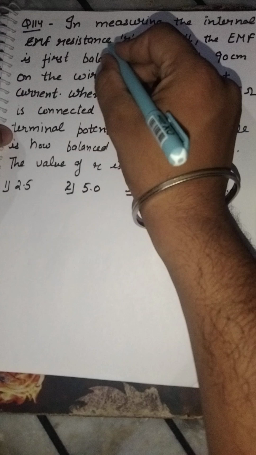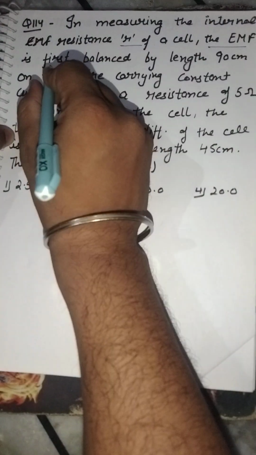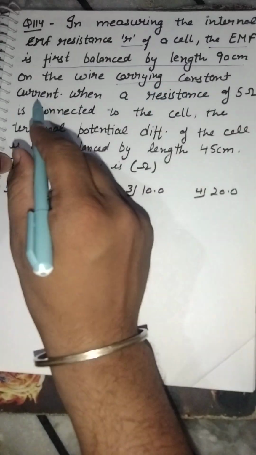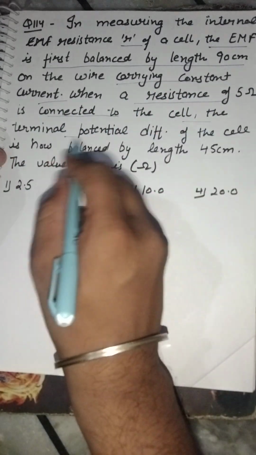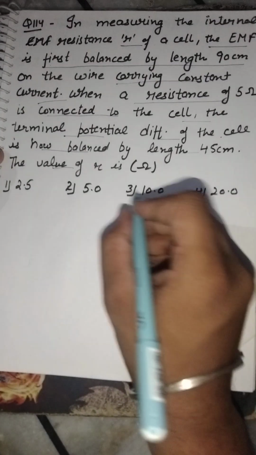Our next question is, in measuring the EMF and internal resistance r of a cell, the EMF is first balanced by length 90 cm on the wire carrying constant current. When a resistance of 5 ohm is introduced across the cell, the terminal potential difference of the cell is now balanced by length 45 cm. What is the value of resistance r? We have to find the internal resistance of the cell.